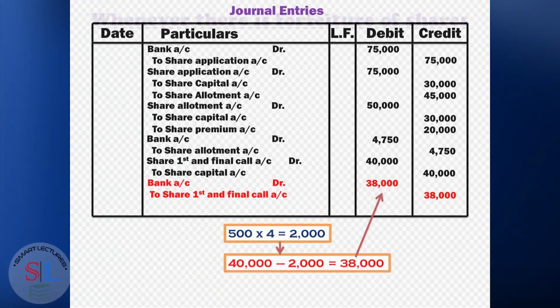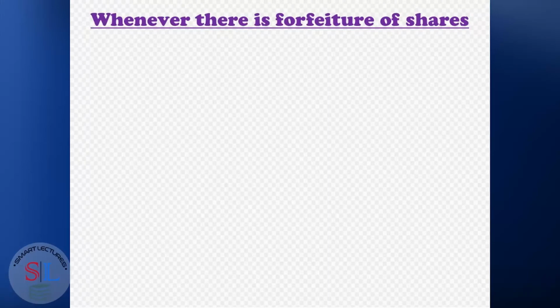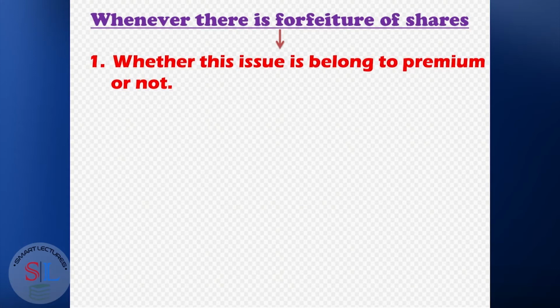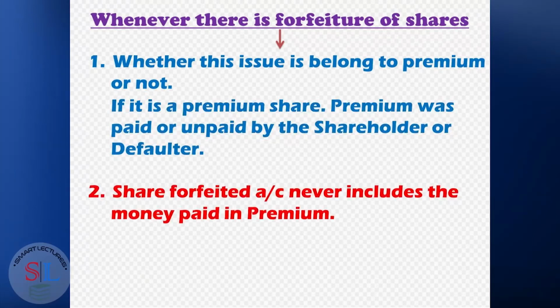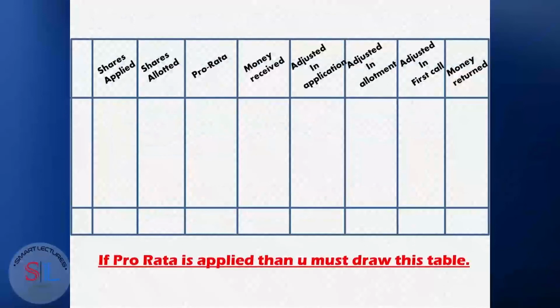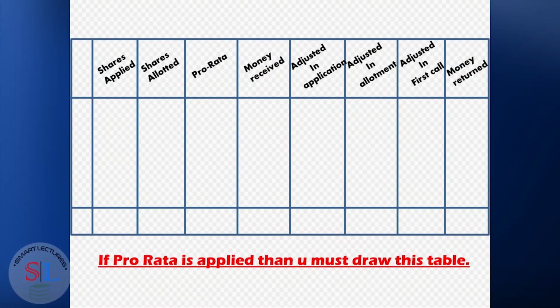So be careful, whenever there is forfeiture, you have to take care of 2 or 3 things. Number 1, whether this issue belongs to premium or not. If it's a premium share, whether the premium was paid or unpaid by the shareholder, means the defaulter. And number 2, share forfeited account never includes the money paid on premium. And secondly, you must be careful whether this shareholder belongs to pro rata or not. If it is on pro rata, you must develop the table for the convenience of the question.